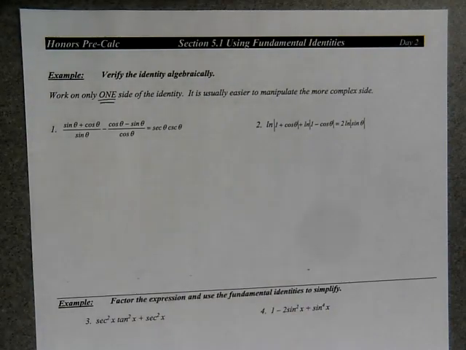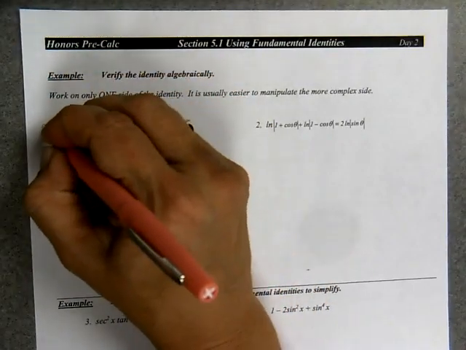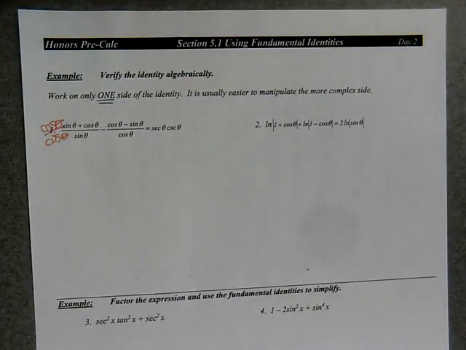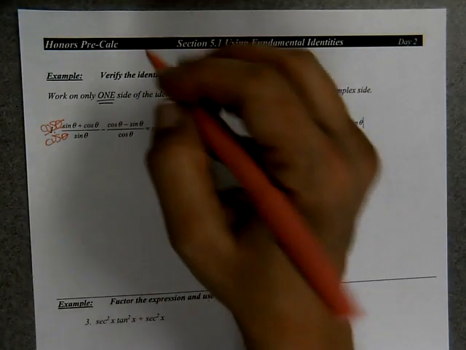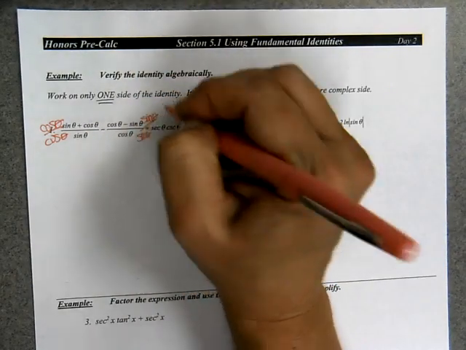It's good to start with usually the most complicated side. And so we can see what we have in number 1. It's pretty obvious that the left-hand side is the most complicated side. So one thing, they're already in terms of sine and cosine. Sometimes it's handy to get a common denominator. And so essentially what we're going to do in number 1 is multiply this fraction by cosine theta over cosine theta. And we can multiply this term by sine theta over sine of theta.